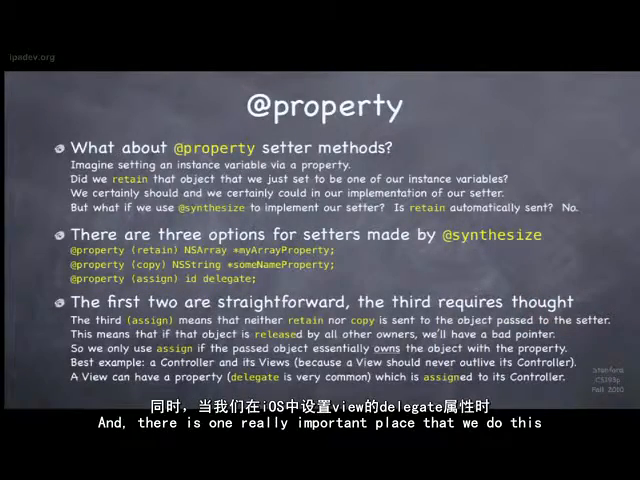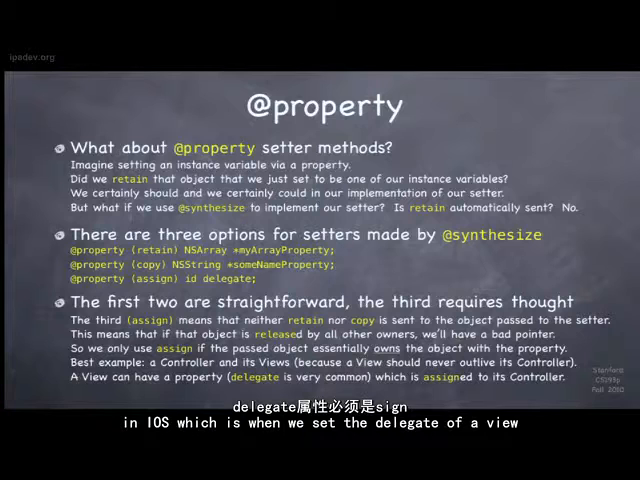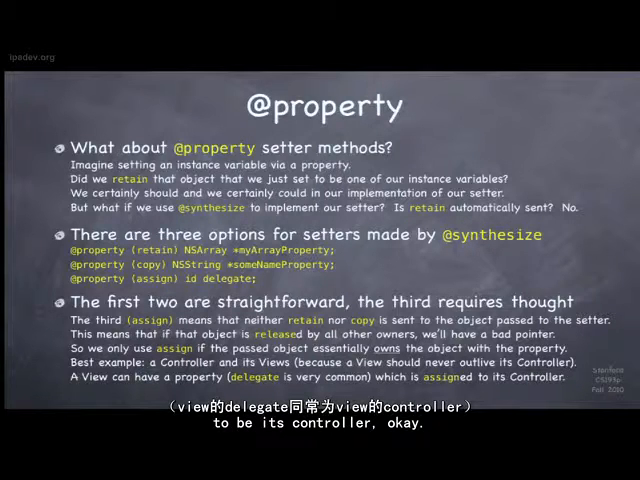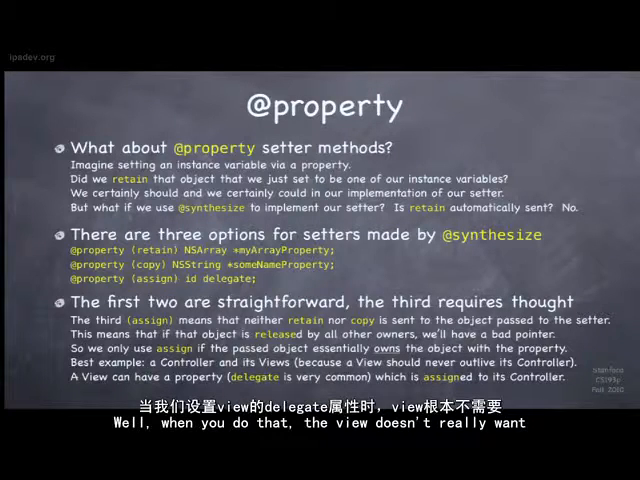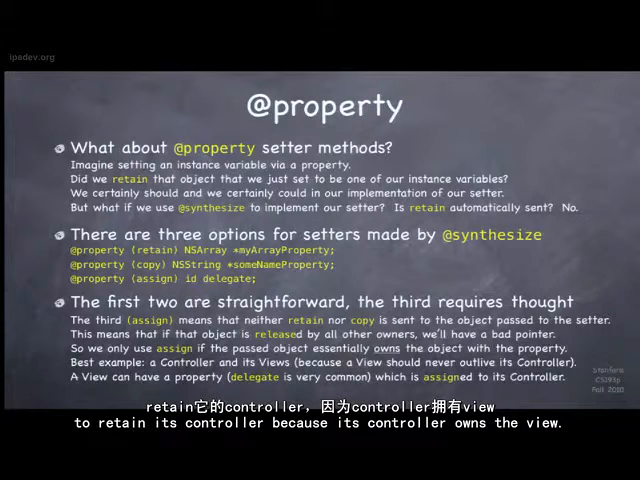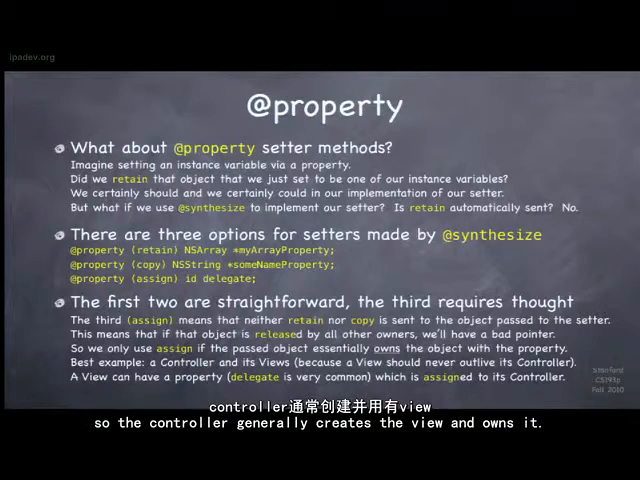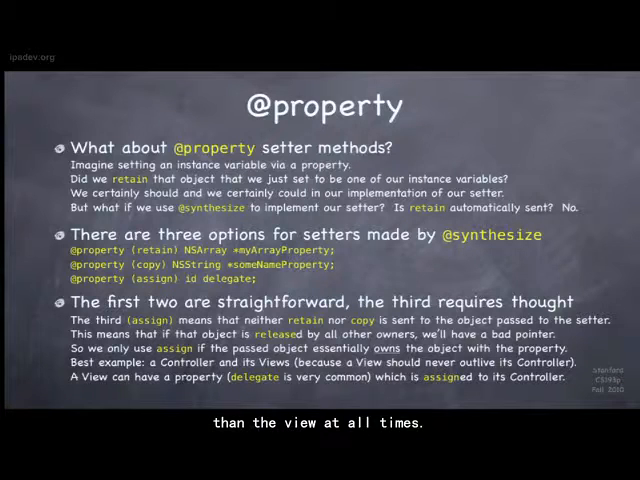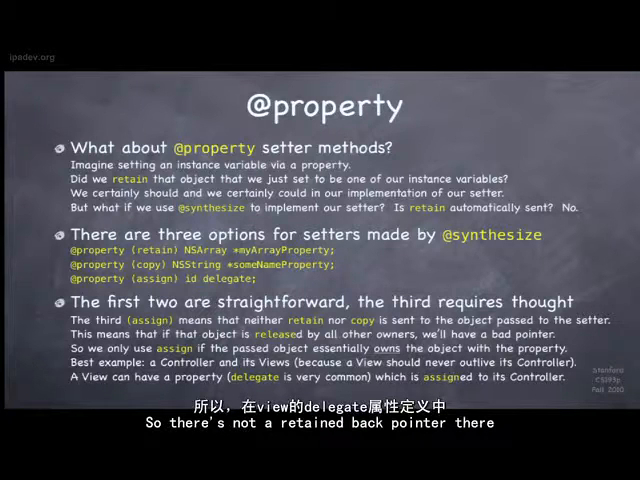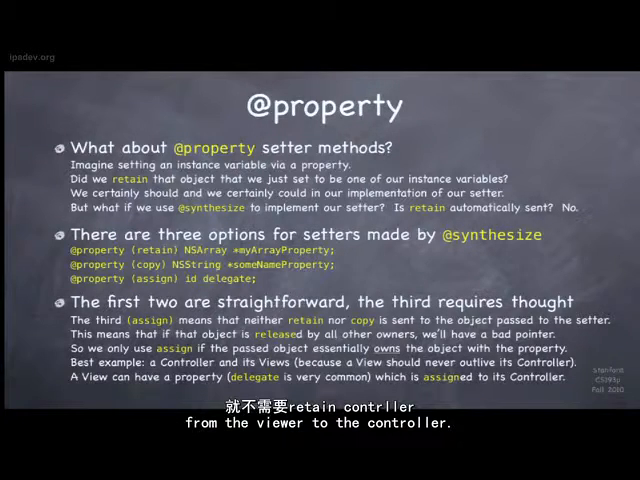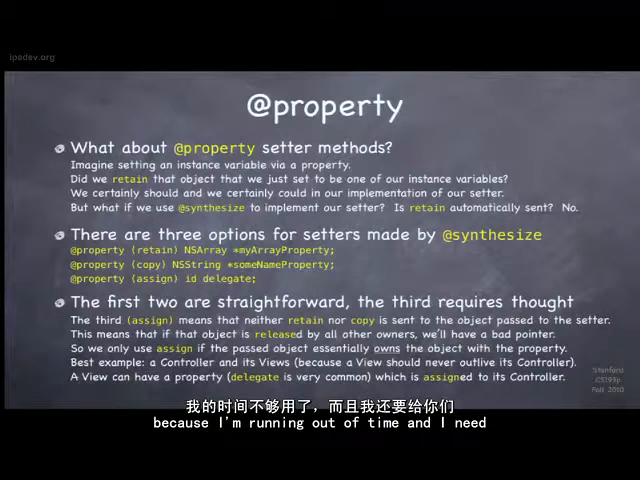And there is one really important place that we do this in iOS, which is when we set the delegate of a view to be its controller. I talked about delegates, all the will, should, did. Do you remember that? Well, when you do that, the view doesn't really want to retain its controller because its controller owns the view. Remember, the view is like the controller's minions. The controller generally creates the view and owns it, and the controller is going to live longer than the view at all times. The view is always going to live a shorter time because the controller owns it. It's its minion. So there is not a retained back pointer there from the view to the controller. That's all I'm going to say about it today because I'm running out of time and I need to show you this demo.